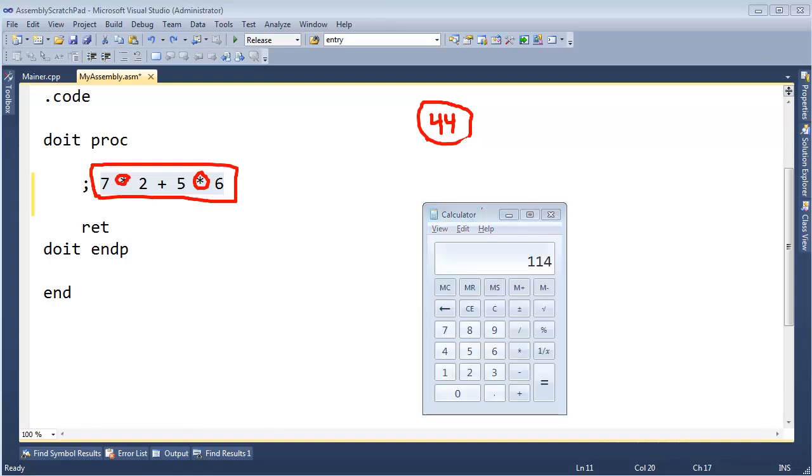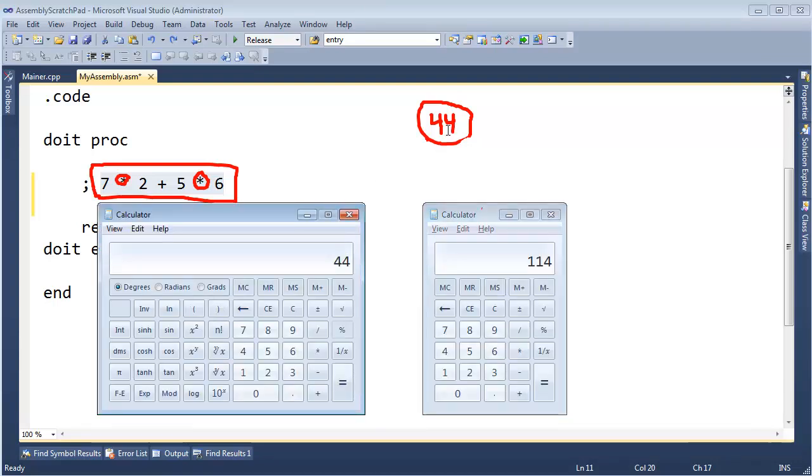Let me bring these calculators back up. It's 44 if your calculator is smart enough to understand the order of operations, or precedence, as we call it in programming. But this calculator used an expression tree to evaluate its result. It just wasn't as smart as far as the order of precedence goes, but it still evaluated an expression tree as we typed it in.